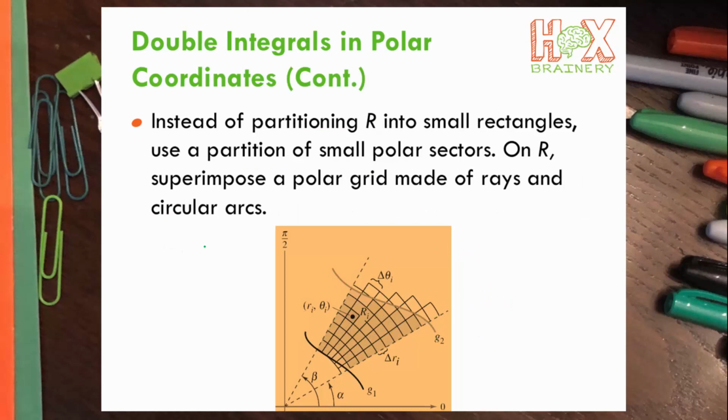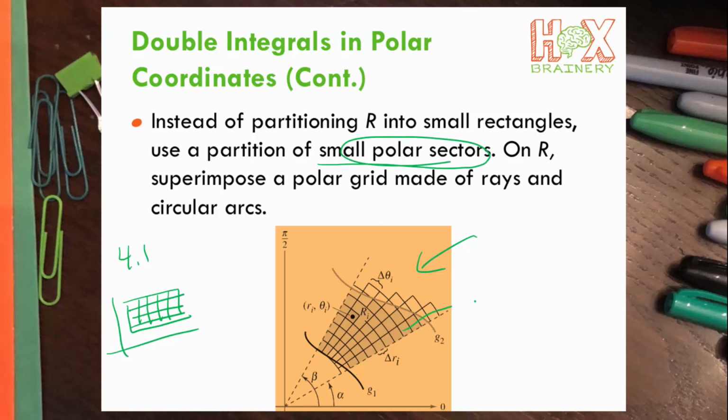All right. Instead of partitioning that region R into small rectangles, like we did back in section 4.1, basically we had a region. We were working with a rectangular region, so we broke it up into smaller rectangles. When you have a region like this one here, you're actually going to partition it into small polar sectors. So if you bring one of these sectors out, it's going to look something like this, right? If you're looking at it up close.